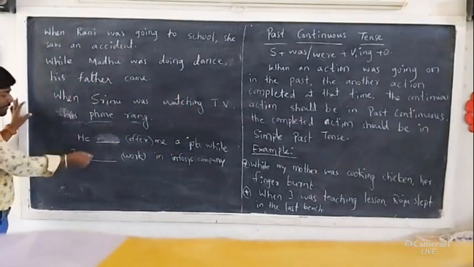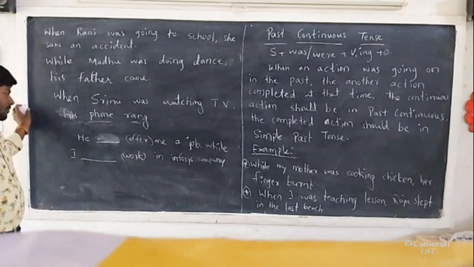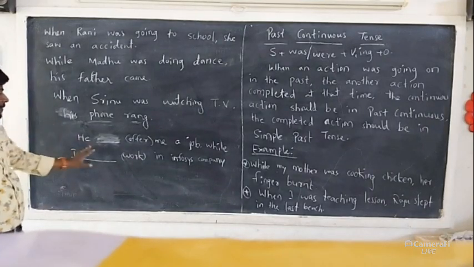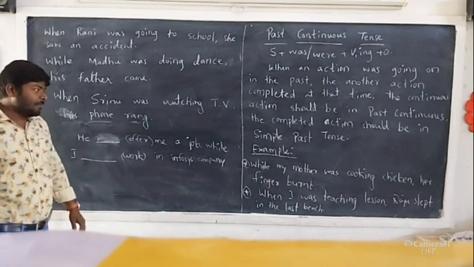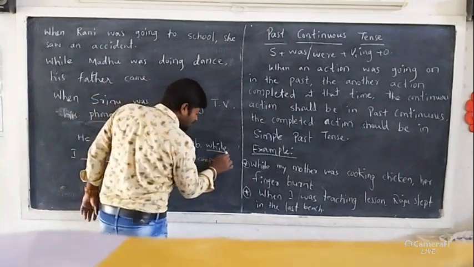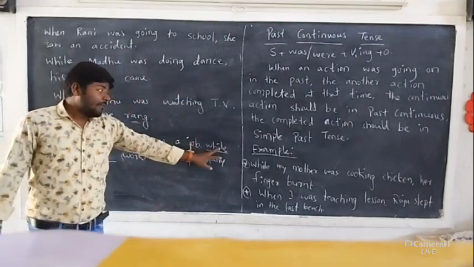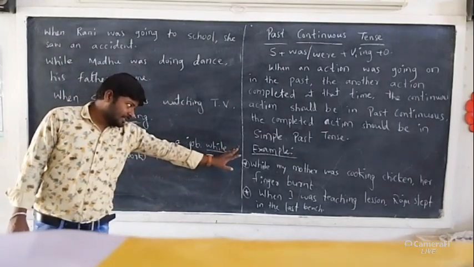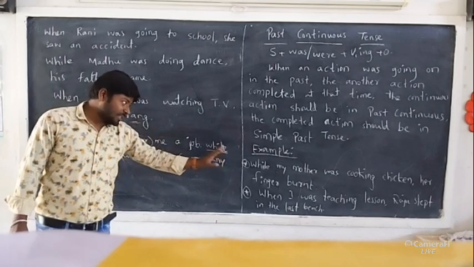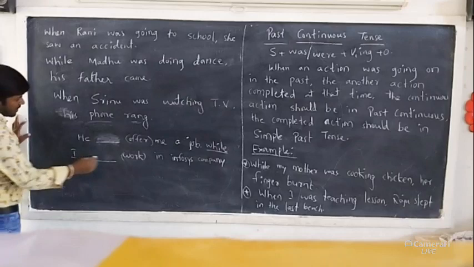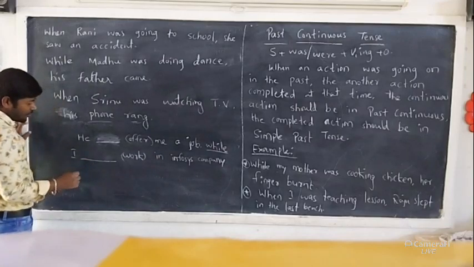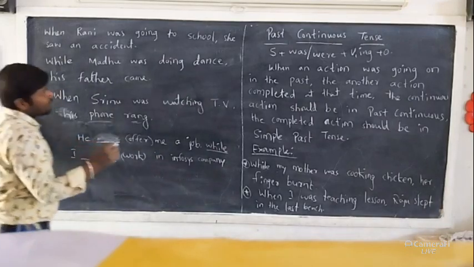Same way here, what is the clue? How can we identify which sentence we should write in which tense? If you find "while", the sentence which follows the while should be in past continuous. So how can we make the sentence past continuous? I did not tell you yet.